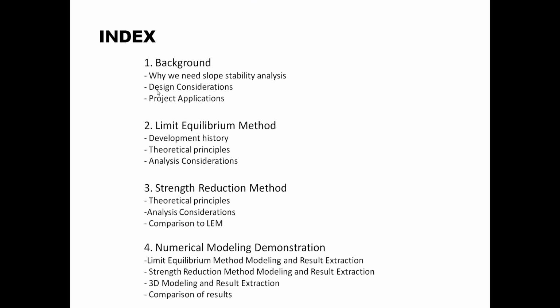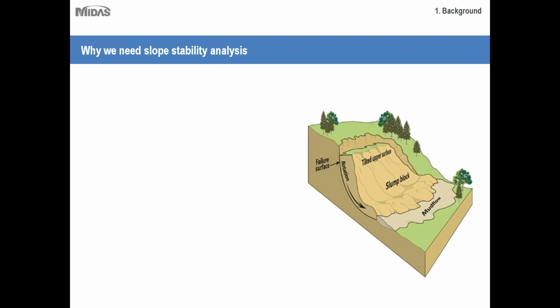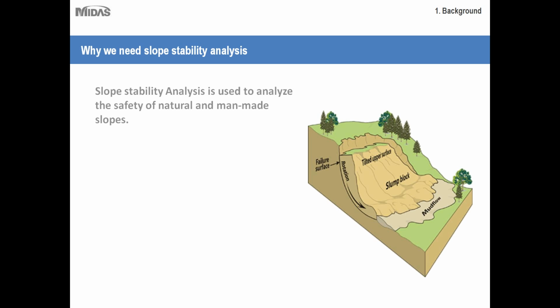Once again, a more detailed introduction to what we'll be going over. First I'll go over some background information: the basic concept of slope stability analysis, why it's around, and why it's important for all geotech engineers to understand. Okay, so why do we need slope stability analysis? Slope stability analysis is used to analyze the safety of natural and man-made slopes. And here are the main design objectives of slope stability analysis.